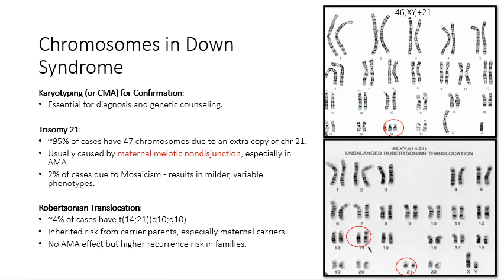Chromosome analysis is actually really important for confirming a diagnosis of Down syndrome as well as for genetic counseling. Now, approximately 95% of cases result from an extra chromosome 21 due to a maternal non-disjunction event, particularly in older mothers. Other cases can involve mosaicism with milder phenotypes, or a Robertsonian translocation where chromosome 21 attaches to another chromosome. These cases have different recurrence risk in families.